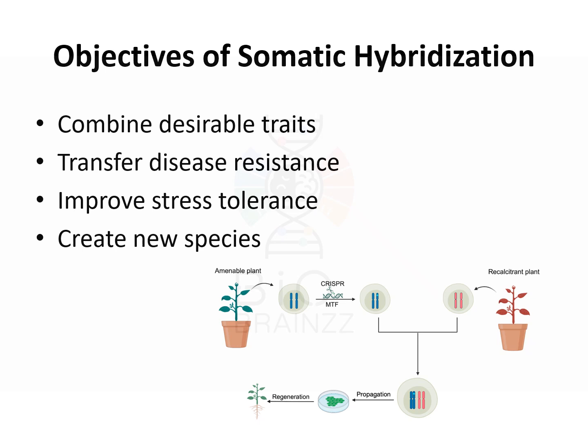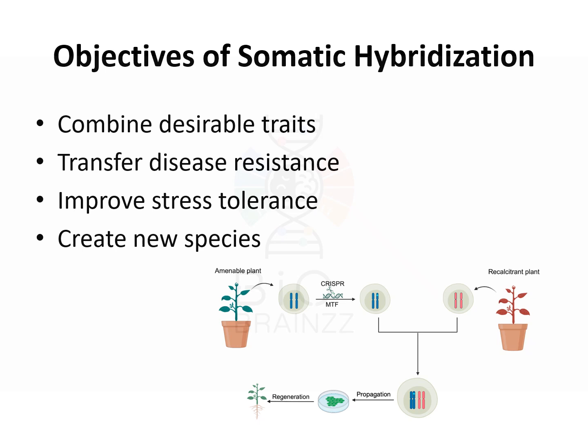The primary objective of somatic hybridization is to combine desirable traits from different plants into a single organism. For example, one plant may have high yield but low disease resistance, while another may be disease resistant but low yielding. By fusing their protoplasts, scientists attempt to combine both beneficial characteristics.